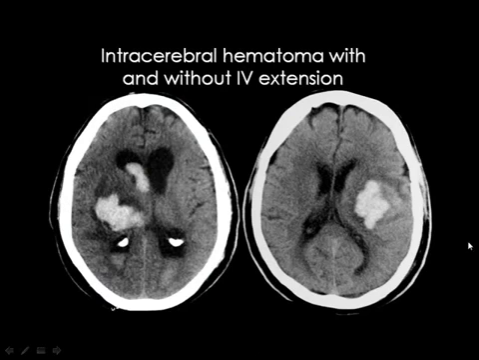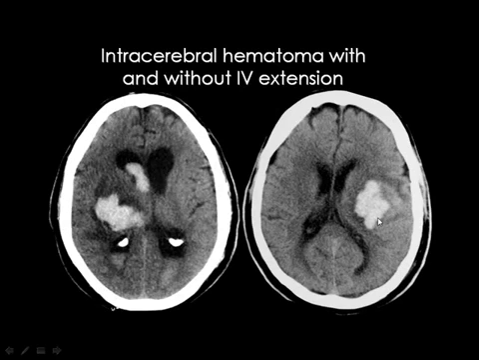Then, does every intracerebral hematoma extend inside the ventricle? No. And this is an example. You see, this is a hematoma without intraventricular extension. And this is another hematoma with intraventricular extension. And there is no rule to predict whether a hematoma will extend inside the ventricle or not. It does not depend on the size of the hemorrhage or the age of the patient. No rule for this.